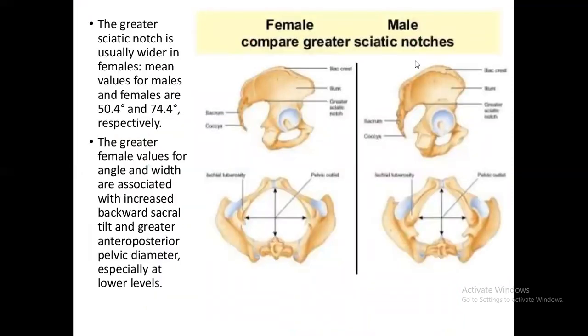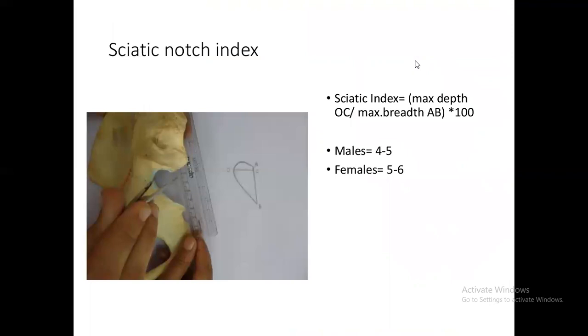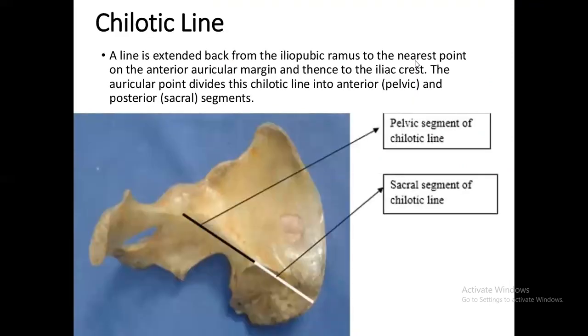Then the greater sciatic notch is usually wider in females, and it's almost 74.5 degrees in the females, and in males it's going to be more acute, about 50 degrees. And there's what is known as the sciatic notch index, which is used by clinicians. It's more in females. And there's the kylotic line, which is a line that extends backward from the iliopubic ramus to the iliac crest.